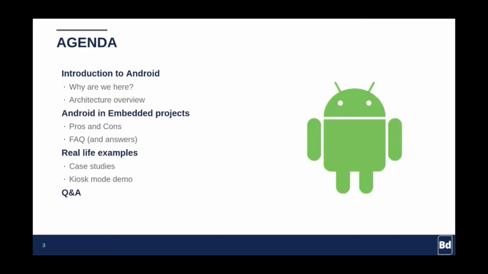So enough about me. Let's have a look at the agenda. First, we'll do a quick overview of Android. Then we'll see how Android can be a good match for embedded projects, with a non-exhaustive list of pros and cons. Also, I'll discuss the most frequently asked questions that we get from our customers. And finally, we'll see some real-life case studies, as well as a live demo, as this is the live embedded event. What can go wrong with doing a live demo at the end?